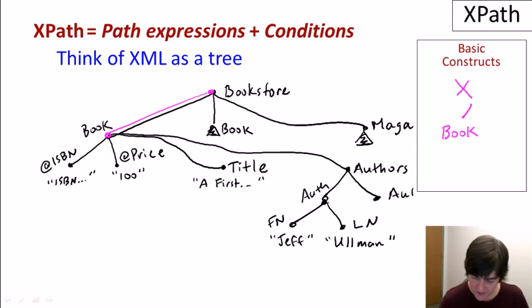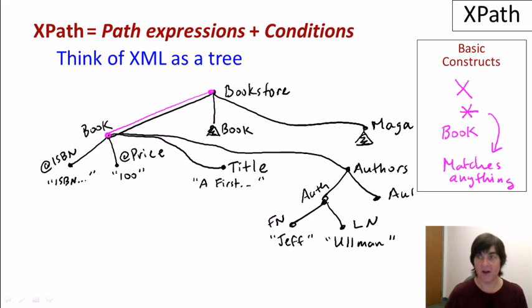We can also write the special element symbol star, and star matches anything. So if we write /star, then we'll match any sub-element of our current element. When we execute XPath, there's a notion, as we're writing the path expressions, of being at a particular place. So we might have navigated from bookstore to book, and then we would navigate further down to title. Or if we put a star, then we'd navigate to any sub-element.